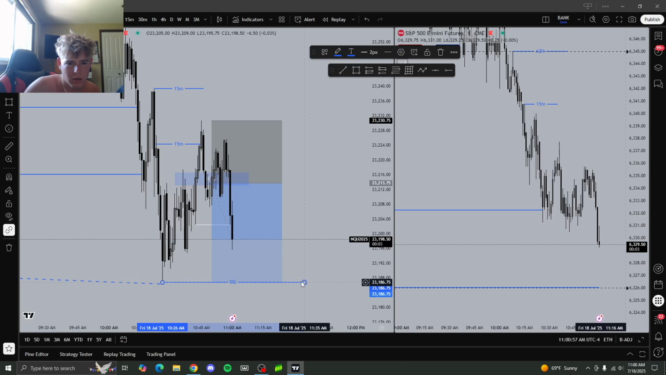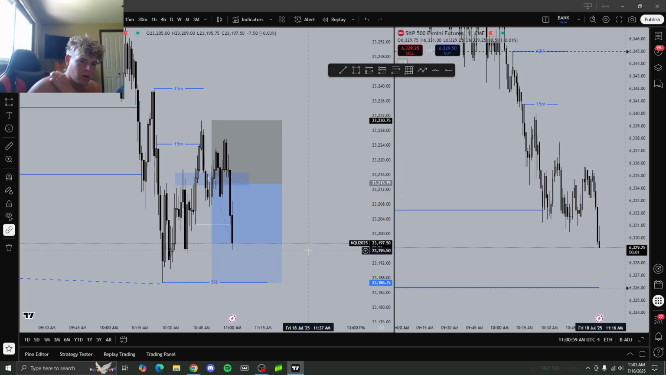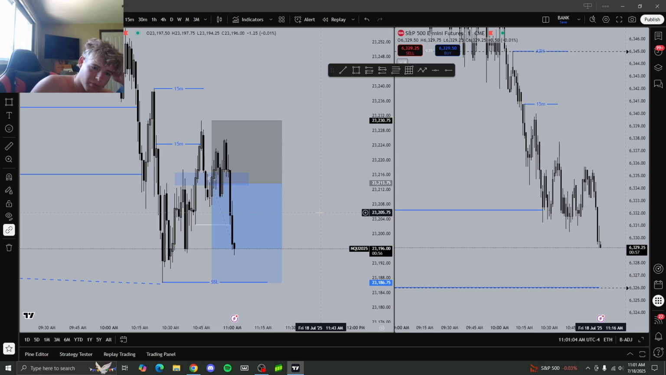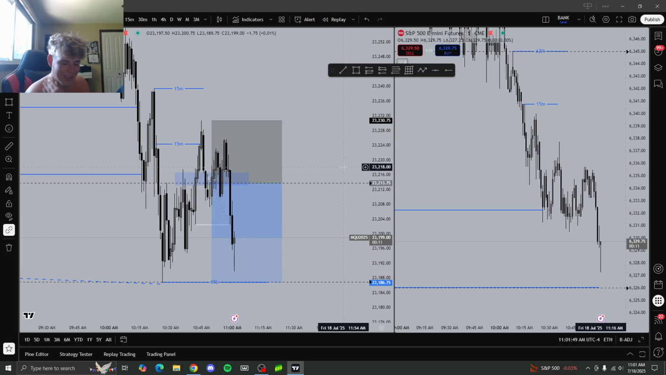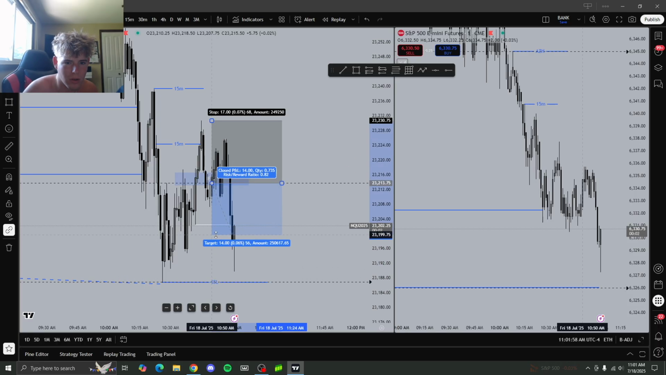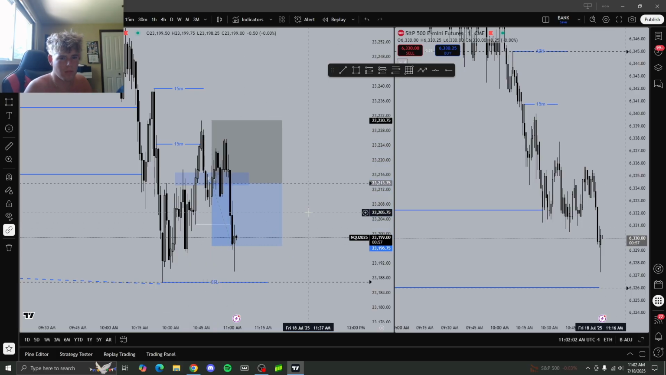Sell side liquidity. So just let it do its thing, essentially. I could actually close off too. We'll first make sure it's a 1-1. Oh, not 12. Fuck.